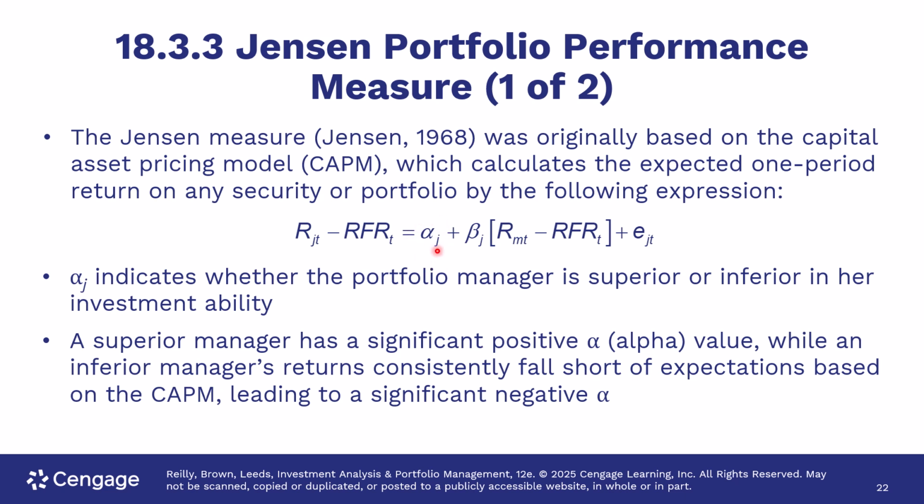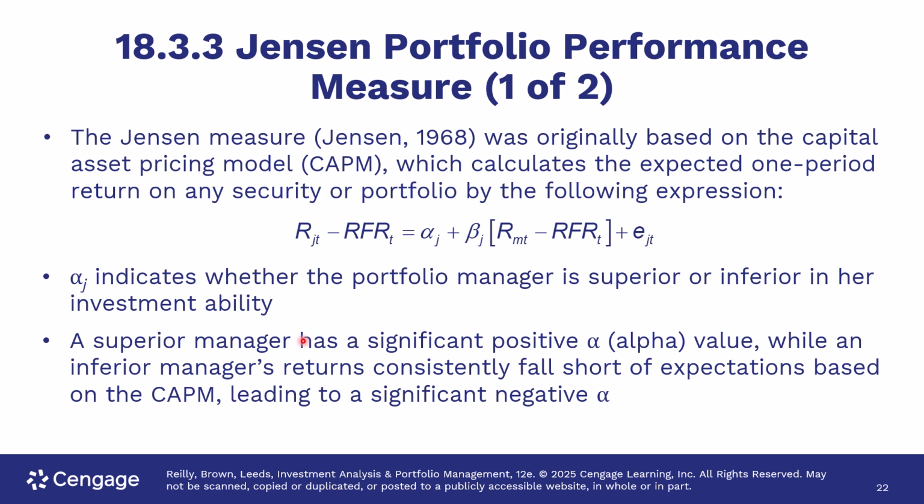If this alpha turns out to be a positive number and it's statistically significant, then we would say that fund manager J outperformed the market on a risk-adjusted basis, and they should get definitely a trophy. People on Wall Street would rather have money, so maybe a bonus, right?